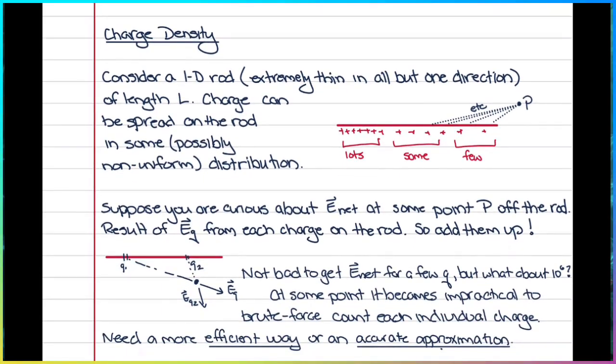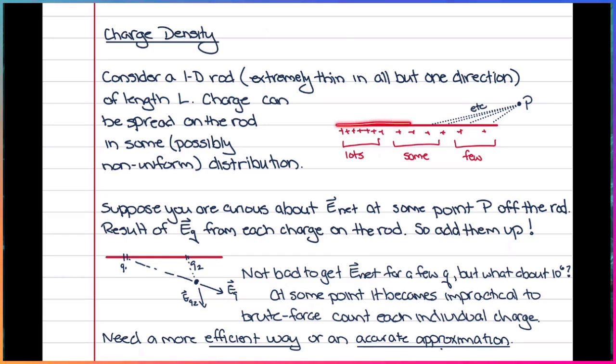So here's some motivation. Let's consider a 1D rod. Now, what does it mean to be 1D? Nothing is truly 1D. What I mean by that is it's going to be extremely thin in all but one direction. So, right, it might have some length along the x direction, but be essentially infinitesimally small in the y, infinitesimally small in the z, like a thin wire. We're going to effectively treat that as a 1D rod. It has length L. And charge can be spread out on the rod in some possible way.